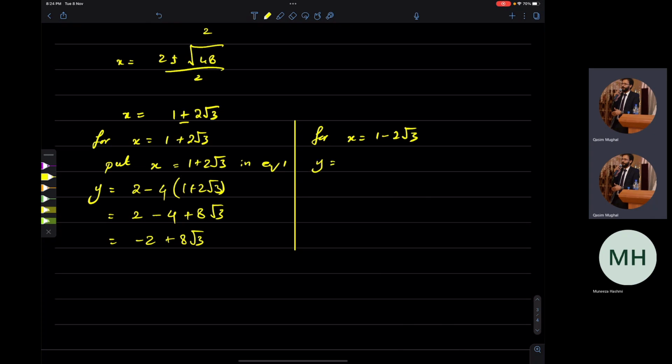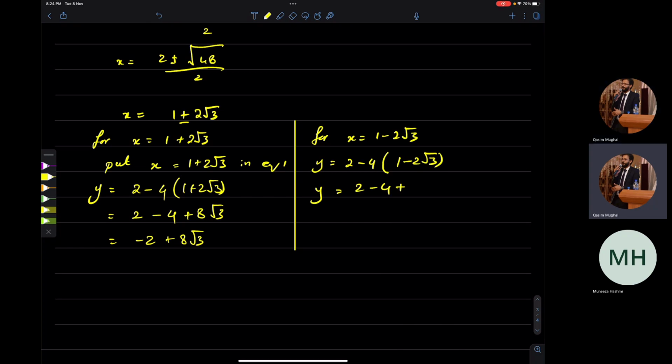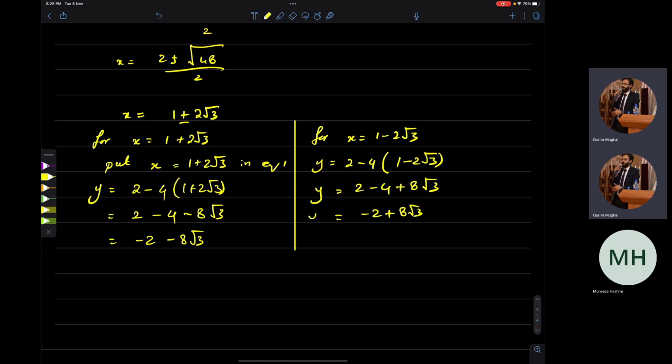Okay, so y equals 2 minus 4, 1 minus 2 root of 3. Y equals 2 minus 4 plus, sorry, I didn't change the sign here. It was supposed to be minus here. All right, so plus 8 root of 3 minus 2 plus 8 root of 3.